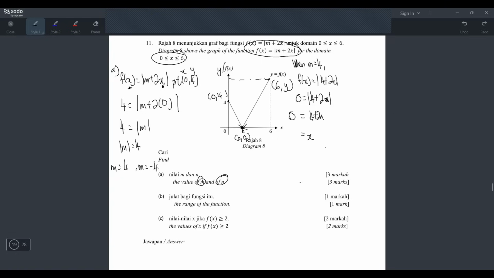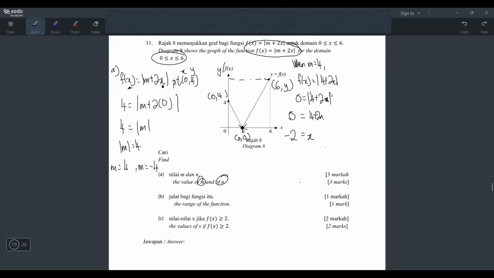So now you can find your x. 4 pindah jadi negative 4, divide by 2, negative 2. Because 4 pindah jadi negative 4. Negative 4 divide 2, negative 2. So, you rasa logic tak? This point is negative 2, 0. Tak logic kan? Why tak logic? Ya lah, because this one must be positive. Because negative 2 means the point duduk sini. Betul tak? So, definitely this is the wrong answer.